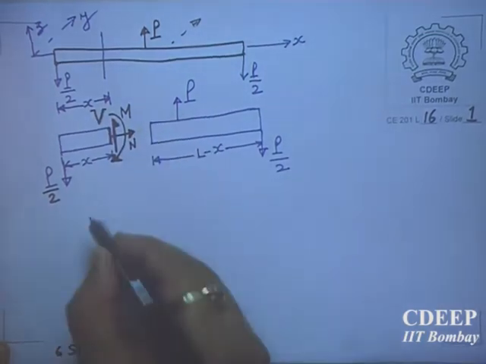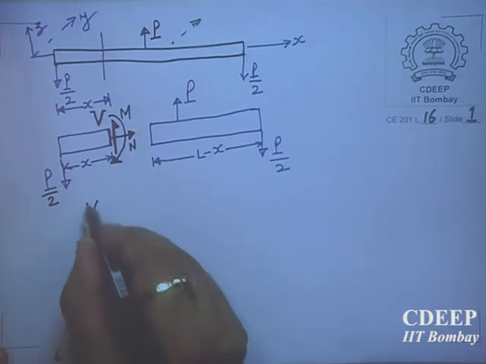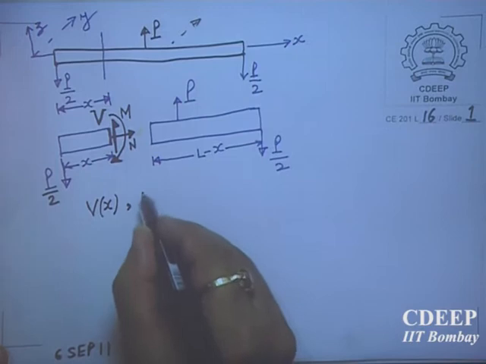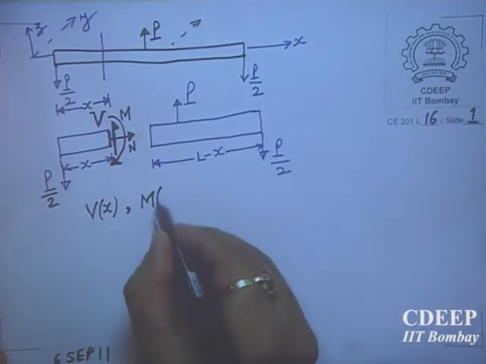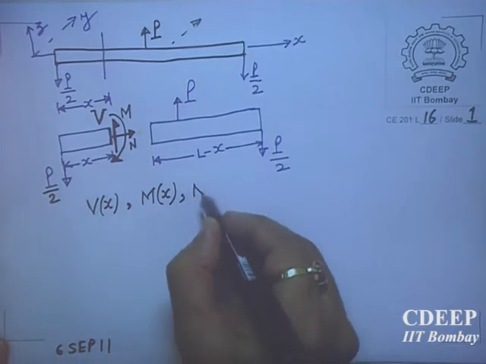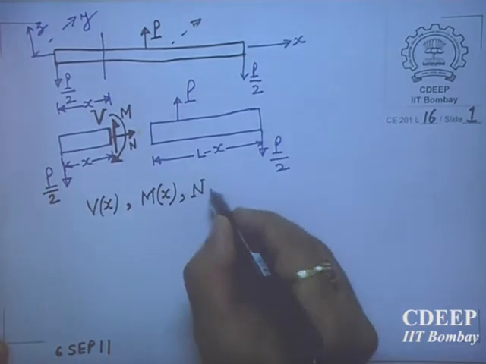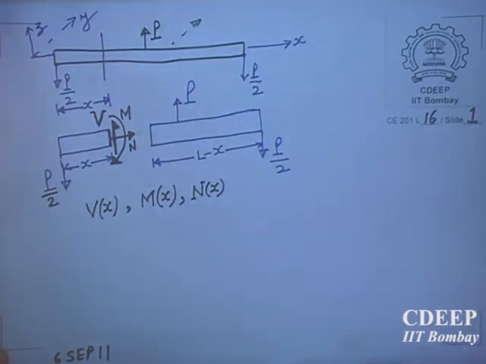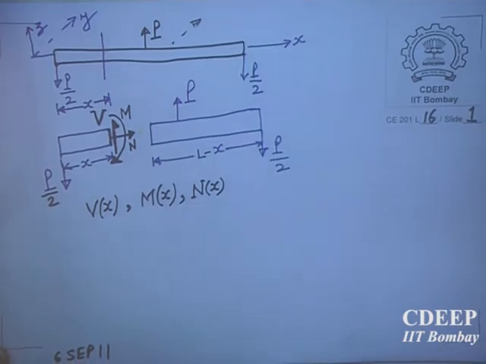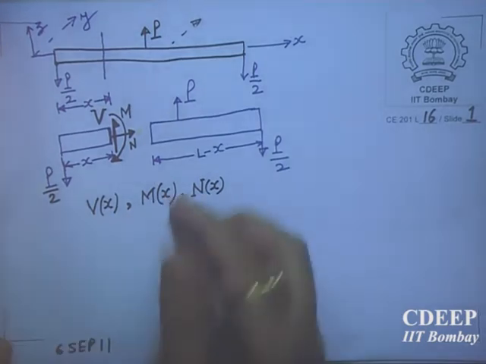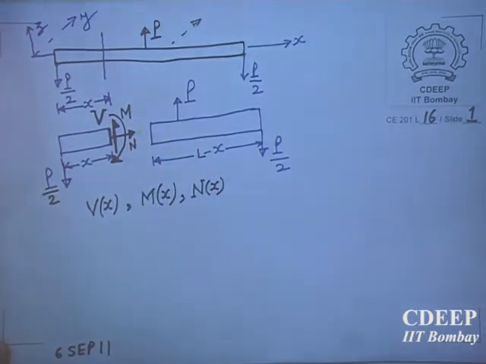Now all these 3 forces: V is a vertical force, a function of x; M is a moment, also a function of x; and N is an axial force, which could also be a function of x in a generally loaded beam. If some portion of the beam is subjected to loading, I will give you some examples. So in general, this N also will be a function of x.